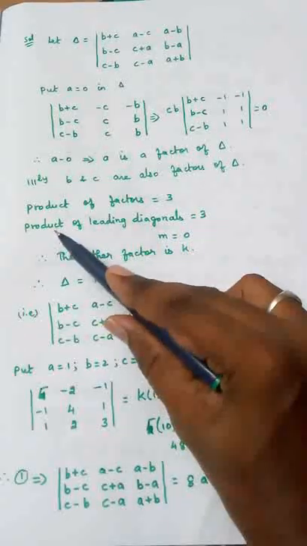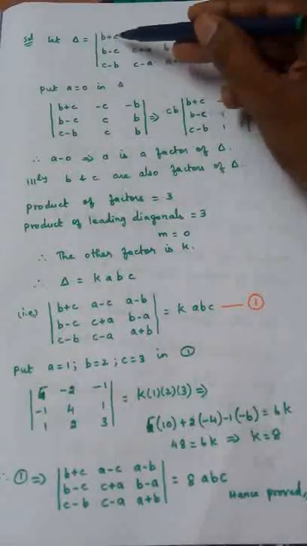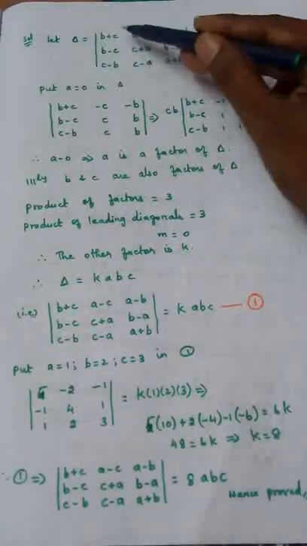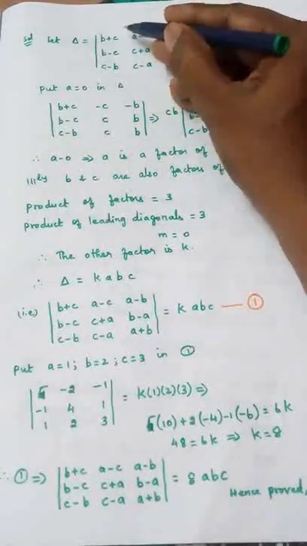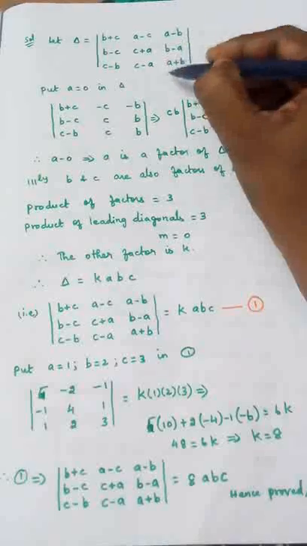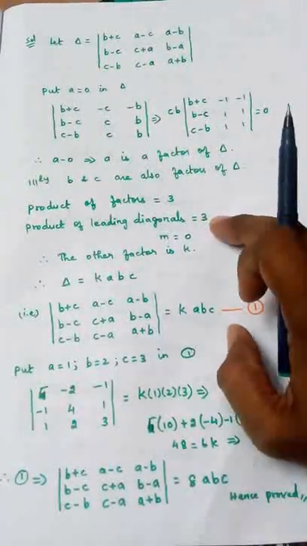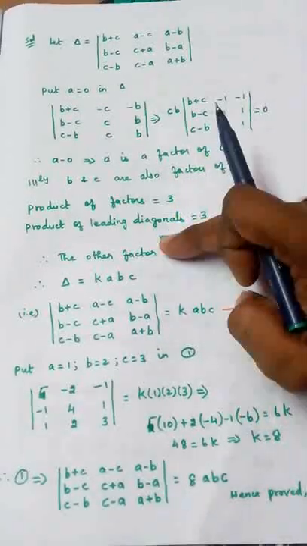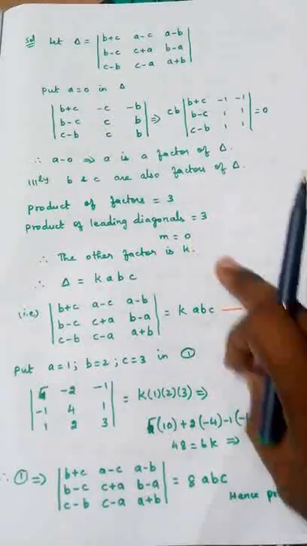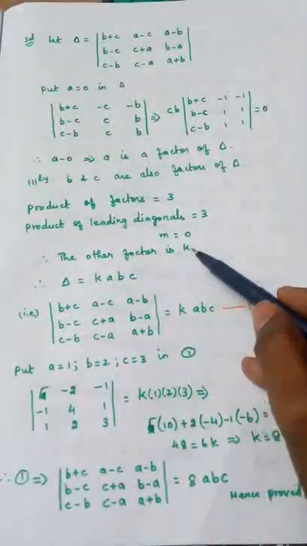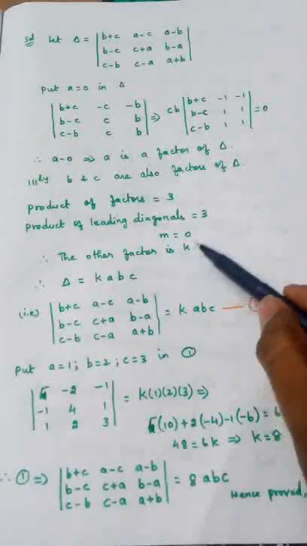Next I have to calculate what? Product of leading diagonals. So go to the question and take the leading diagonal elements. And here also the power is B plus C, which means if I put a bracket here, power 1 comes. Here also bracket, power 1, power 1. So 1 plus 1 plus 1. Product of leading diagonals is also equal to 3. So the difference, the subtraction of these two, the answer is 0. So M is 0. Therefore the other factor must be K.